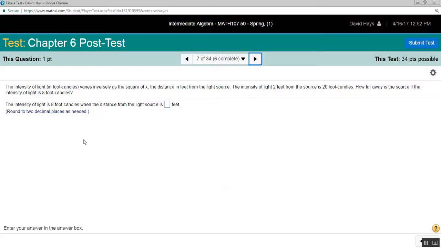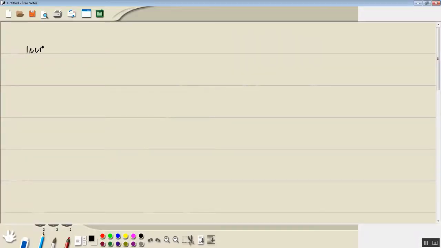And it says, the intensity of light in foot candles varies inversely as the square of x. So here it looks like a variation problem. And it's specifically inverse is the type, because it says inverse. Now inverse is typically of the form y is equal to k over x.